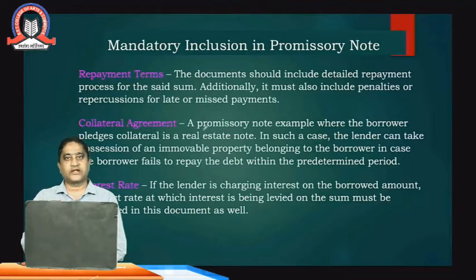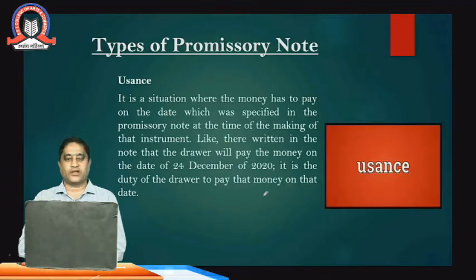Collateral agreements are an additional feature which can be given along with the promissory note, where the borrower pledges collateral such as a real estate note. In such cases, the lender can take possession of the immovable property belonging to the borrower in case the borrower fails to repay the amount on the predetermined date. Interest rate: if the lender is charging interest on the borrowed amount, the exact rate of interest levied on the sum must be mentioned on the document as well.